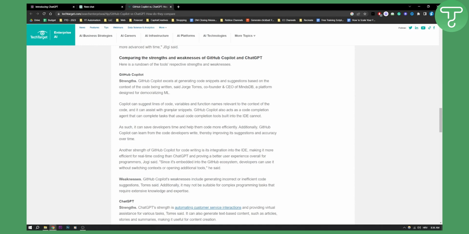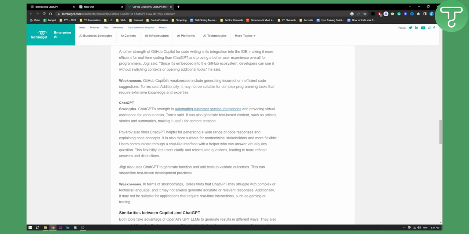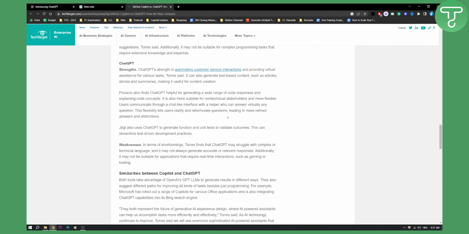So it's more so focused on the code, while ChatGPT, on the other hand, is definitely focused on more than just the code, because it's for the general public. Now GitHub Copilot's weaknesses include generating incorrect or inefficient code suggestions. Again, it's not really improved yet, so for that I would highly recommend ChatGPT. So as you can see, ChatGPT's strength is automating customer service interactions and providing virtual assistants for various tasks. Also, regarding weaknesses for ChatGPT in terms of shortcomings, the people that were researching ChatGPT find that ChatGPT may struggle with complex or technical language, and it may not always generate accurate or relevant responses.